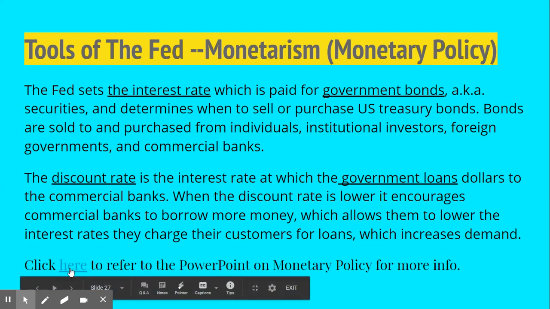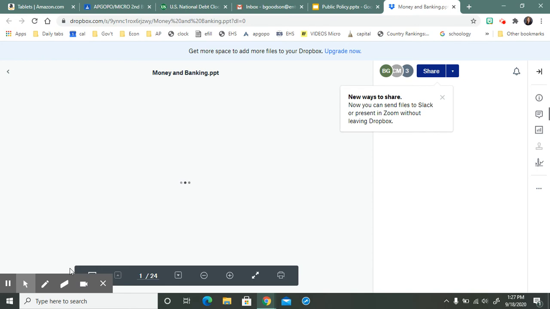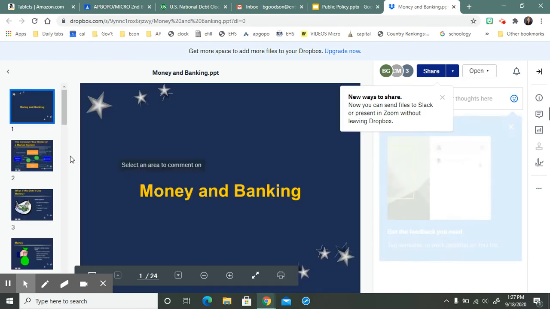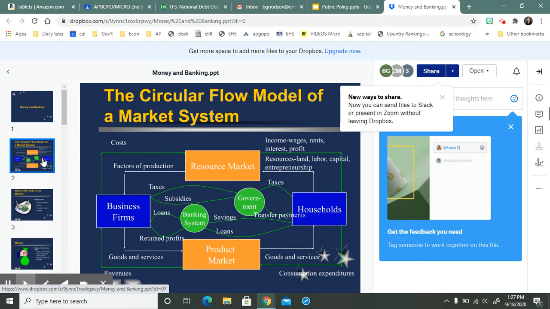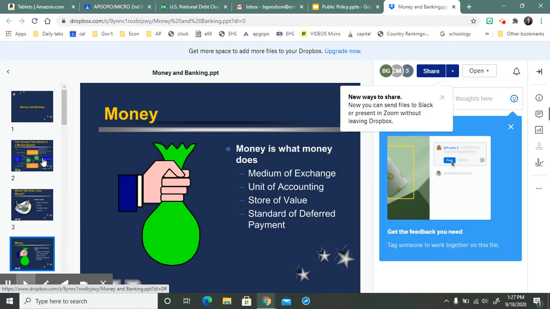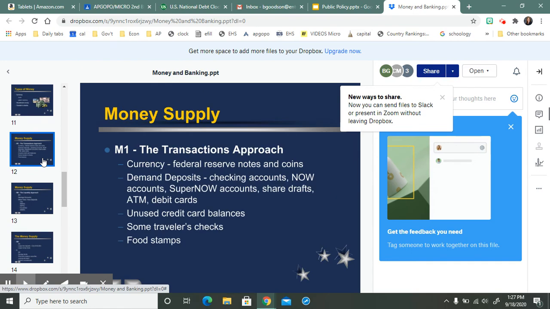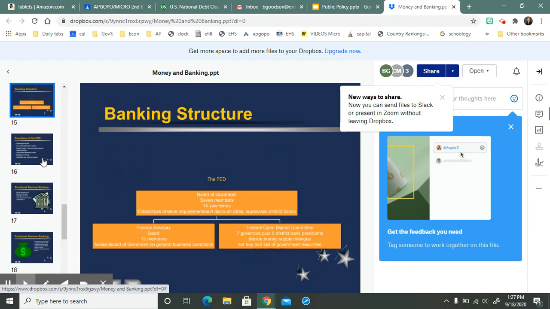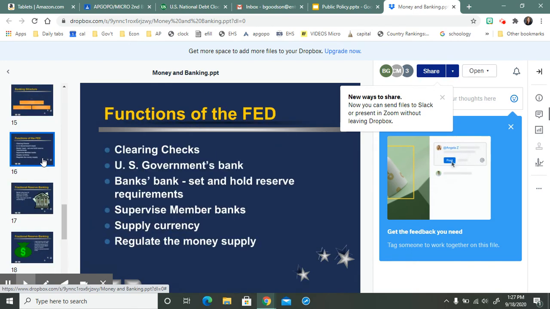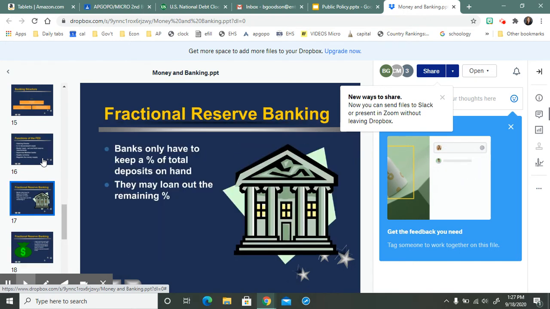To understand monetary policy a little more, this is actually the wrong link, but we can look at it through Dropbox. I meant to change this to my drive, but anyway, we'll be able to see it. Let's talk real quick about fractional reserve banking. Let me just open this in Google Slides so we can see it a little better.